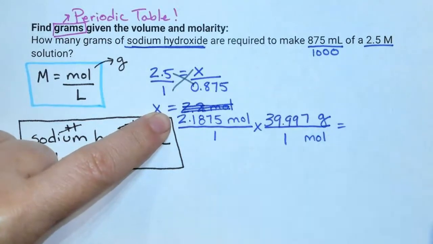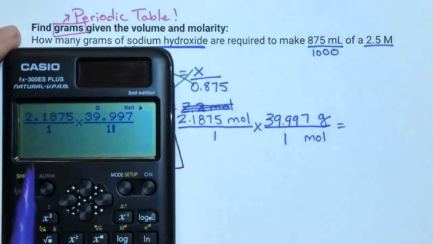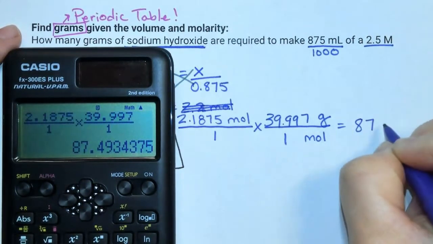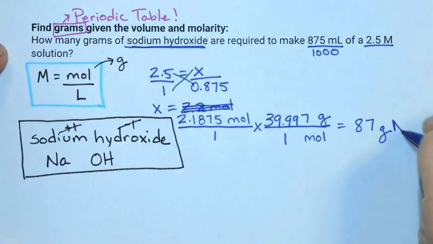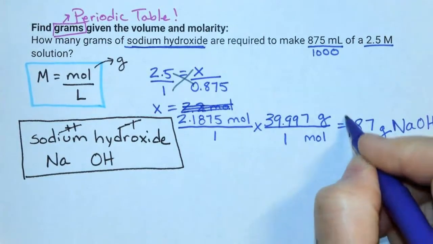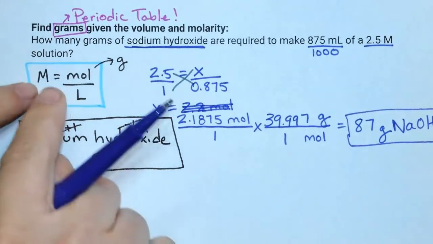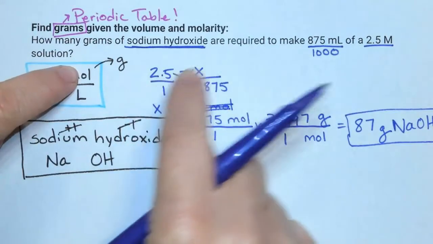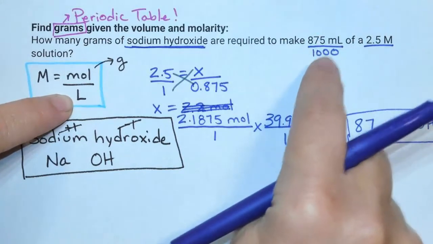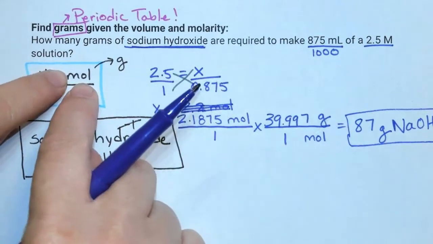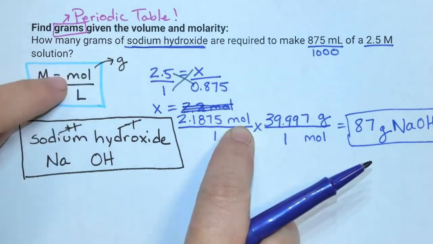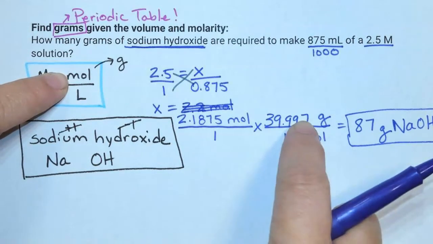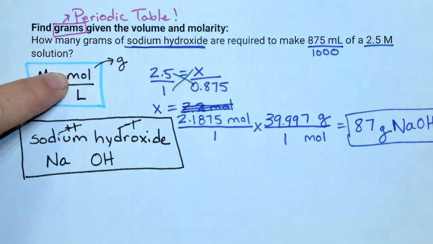Now I can solve this to get my final answer in grams. When I type my fractions in the calculator, I get 87.49, or rounded off to 87 grams of NaOH. And that would be my final answer. To recap, we went ahead and plugged in molarity equals X over the liters. I solved for X, which gave me the moles, and then I needed to convert from moles to gram, and so I did moles to gram by dimensional analysis. This came from the periodic table, and then I ended up with this as my final answer.